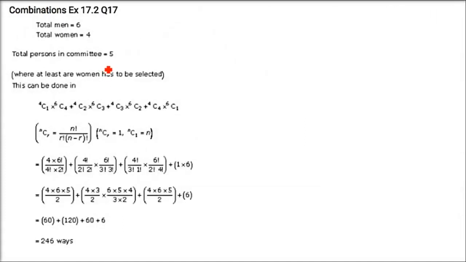In how many ways can a committee of 5 persons be formed out of 6 men and 4 women, when at least 1 woman has to be necessarily selected? So we have 5 persons in all, and 6 men and 4 women are there. At least 1 woman should be there. You cannot have a committee without women. So start with 1 woman, 4C1. How many men will there be? Because 5 has to be in all, men can be only 4.